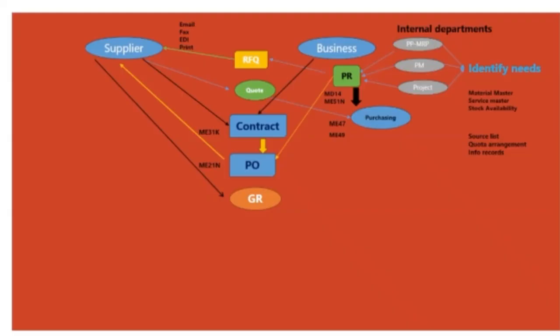Once the valuated goods are received and posted, it triggers an accounting entry. What is that accounting entry? When you post the goods receipt, your stock account or inventory account will get debited and your GRIR account gets credited.